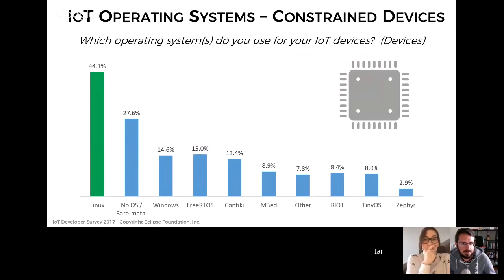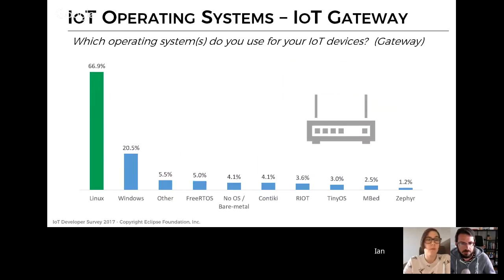So looking at constrained devices and gateways, to Benjamin's point, this is where bare metal really shows up, where you might not know what is on the MCU, or in fact there is no RTOS there. When you go to the gateway, Linux is definitely more dominant, and this is where Windows starts to shine. So it's not terribly surprising there.